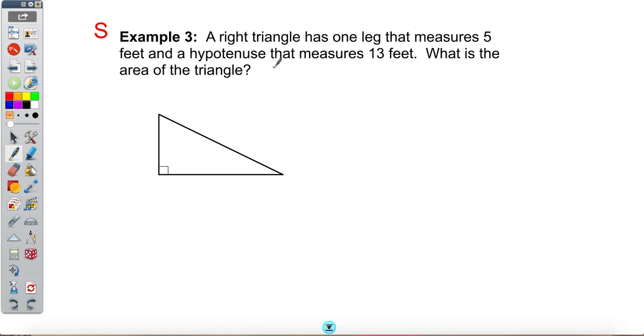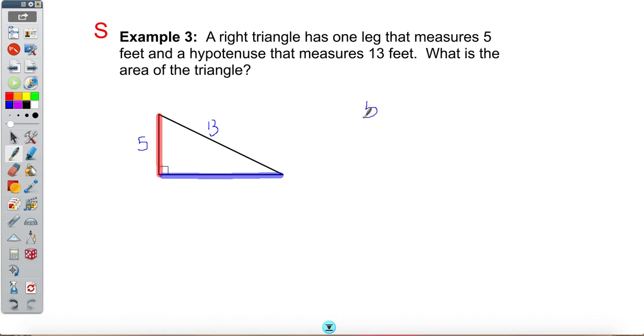The first thing we have to do is find the missing side. So we know one side is 5 and the hypotenuse is 13. If we're trying to figure out what the area of the triangle is, do we have enough information to find the area? We do not. Our area is 1/2 our length times our base, which are these two parts of the triangle, and we are missing this side.